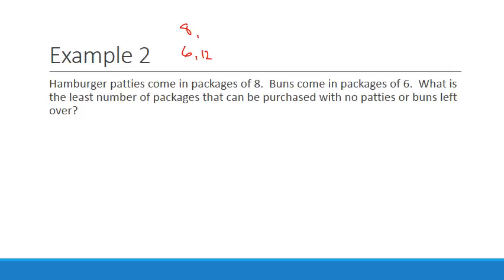I only have 8 hamburgers, so I have to buy another package there. Now I'm making 16. And you can see how this goes back and forth. Now I'm forced to buy one more bag of buns. That's 18. Well, now that's not enough.